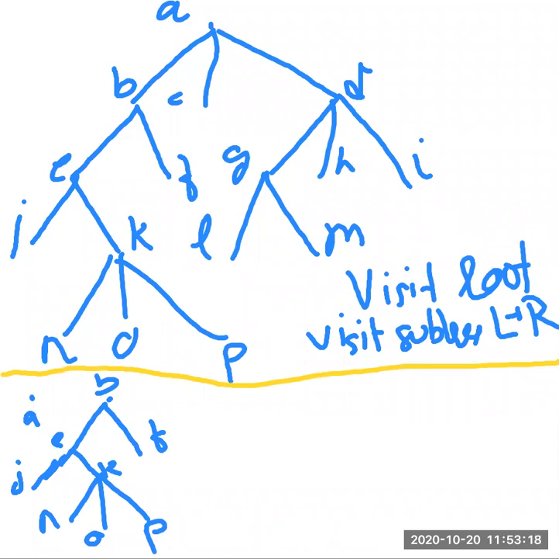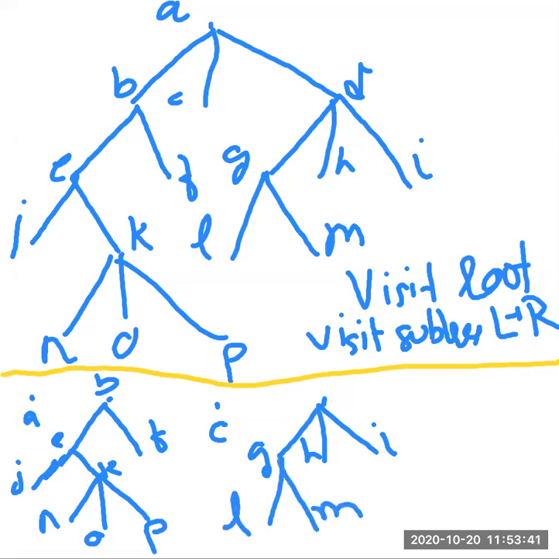Then the second subtree is at C. So C is only one. I'm writing subtrees from left to right. The third subtree starts at D. D has 3 children, G, H, I. And G has 2 more, L and M. So we have split this pre-order traversal into 4 subtrees.